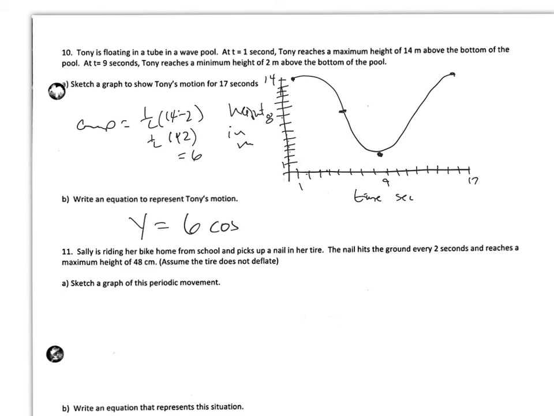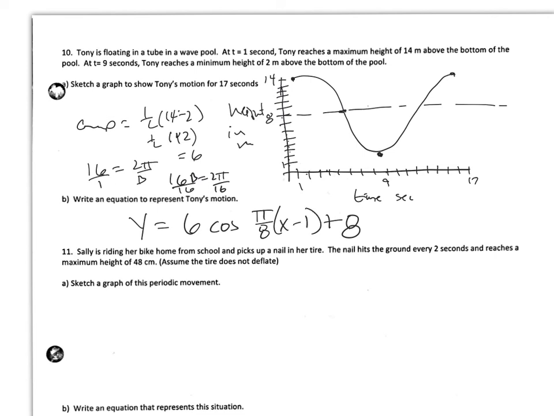I'm going with cosine. So if you think about 6, 14 minus 6 is 8. So this is your new midline. So the whole thing has been moved up 8. So whether you use sine or cosine, you're going to have a 6 and you're going to have a plus 8 at the end. And we need the period. The period is 16 seconds. So 16 is equal to 2 pi over b. So we get 16b equals 2 pi. So it looks like we're dealing with pi over 8.